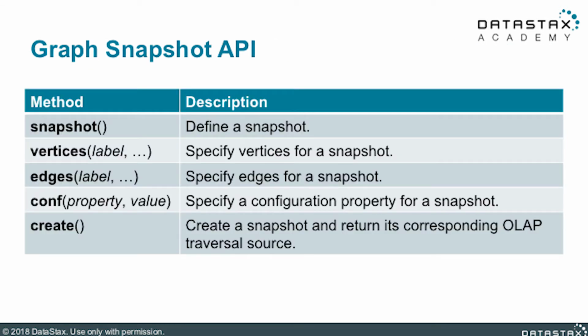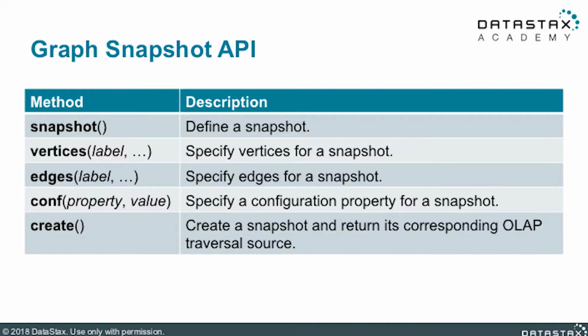The snapshot API includes the snapshot method to start a snapshot definition, the vertices and edges methods to specify which vertices and edges to add to the snapshot based on their labels, the conf method to specify configuration properties for the snapshot. The configuration properties are defined in the Apache Tinkerpop documentation for Spark Graph Computer. And the create method to create the snapshot and return its corresponding OLAP traversal source.